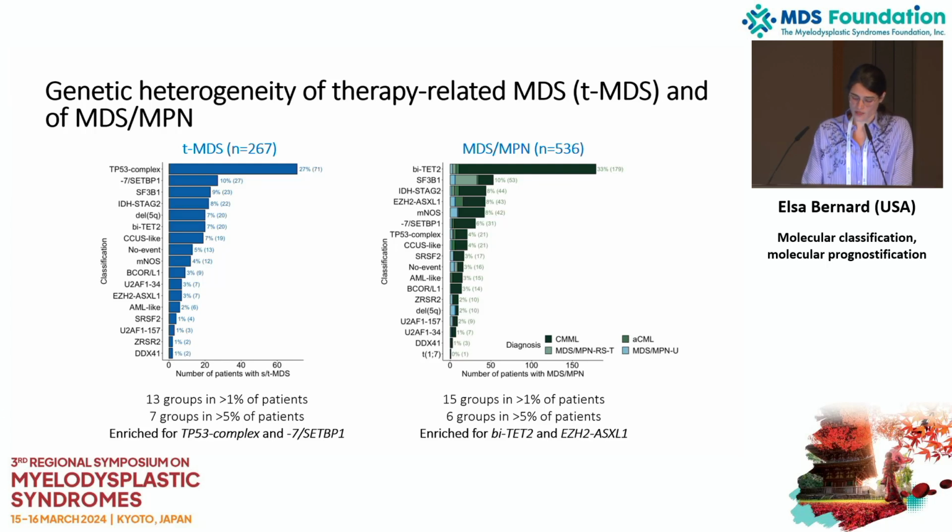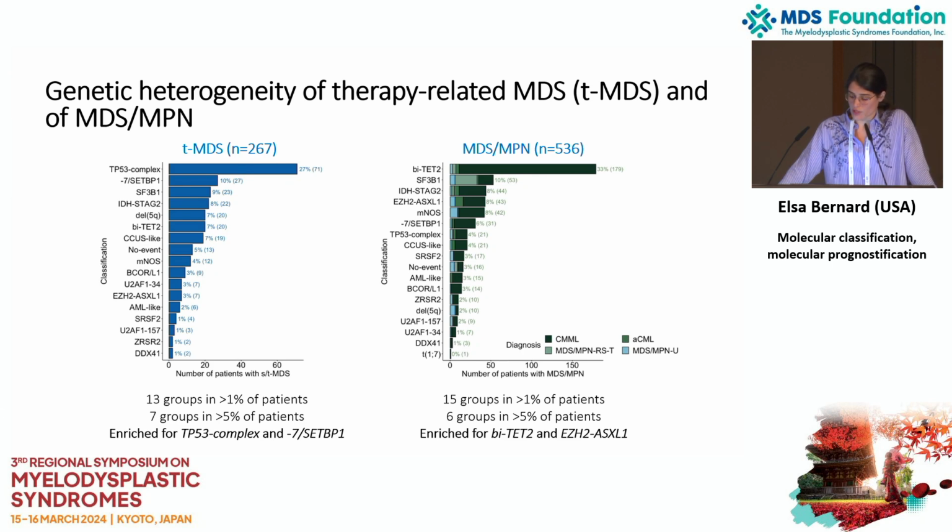We did find a highly heterogeneous distribution of genetic subtypes within those two disease entities. For example, for therapy-related MDS, there were certain groups that were represented in this disease, but 7 groups were highly recurrent, with more than 5% of patients. They were, as expected, enriched for the TP53 complex subtypes, as well as the -7 ZBP1 subtypes, where isolated -7 is also known to be enriched in this disease. However, there were other subtypes, even the low-risk SF3B1 subtype, observed in 9% of those patients, as well as other subtypes such as the IDH-TAC2.